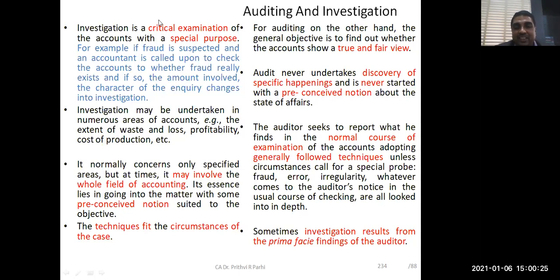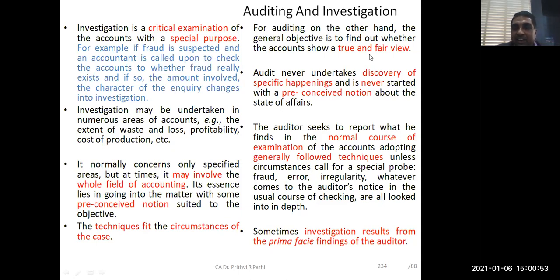And the techniques we adopt for investigation vary from case to case, depending upon the circumstances. The investigation techniques will keep on changing. An audit, as I told you, its purpose is quite clear, not some specific purpose, not some special purpose. The objective is quite general, to give an opinion on whether the financial statements show a true and fair view or not.